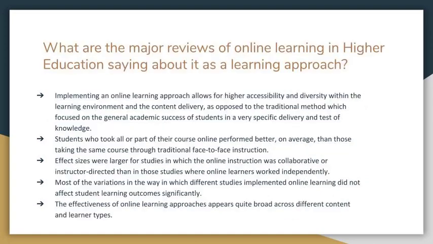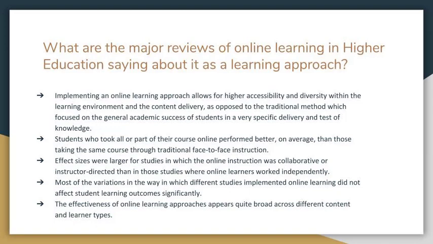What the major reviews of online learning in higher education are saying about learning approaches. Implementing an online learning approach allows for higher accessibility and diversity within the learning environment and the content delivery, as opposed to the traditional method, which focused on general academic success of students in a very specific delivery and test of knowledge. Students who took all part of their course online performed better on average than those taking the same course through traditional face-to-face instruction.